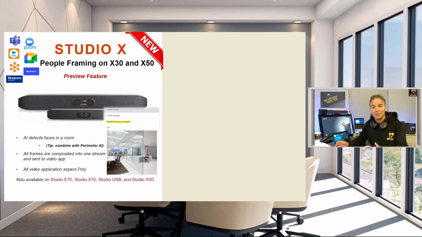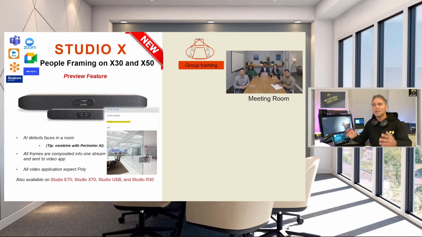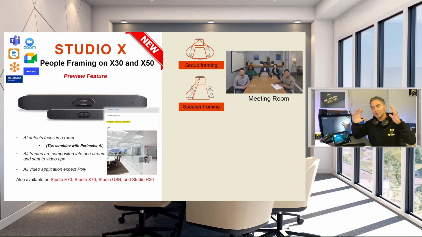Now, for people who don't know what is people framing, we got a couple of tracking options on those devices. So we have group framing. Group framing makes sure that everybody in that meeting room is visible, and if some participants leave the room, the camera will reframe and make sure that everybody who's still sitting there will be visible in the frame. Now we got speaker framing. Speaker framing will automatically move to that speaker in the room. So not always show the group, it will specifically go to the speaker.